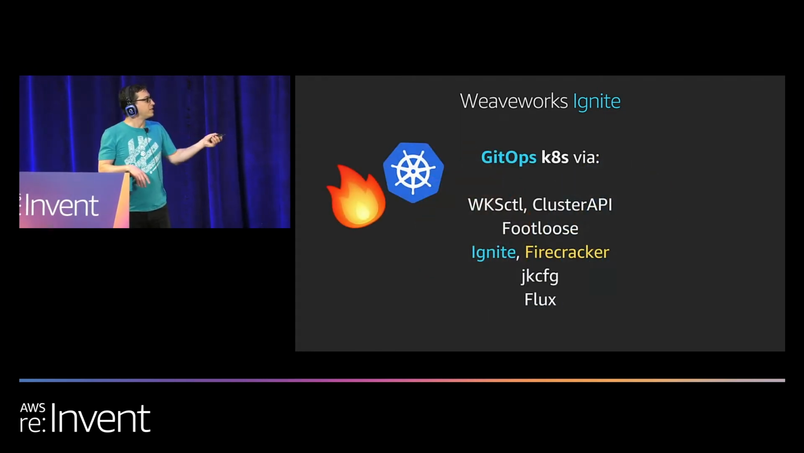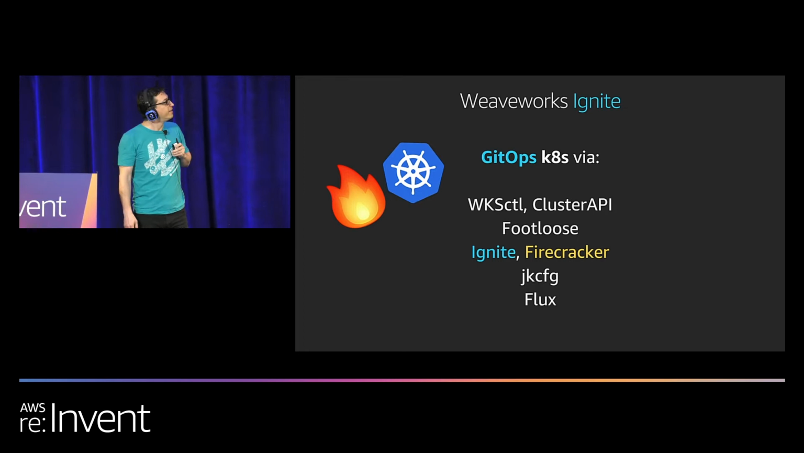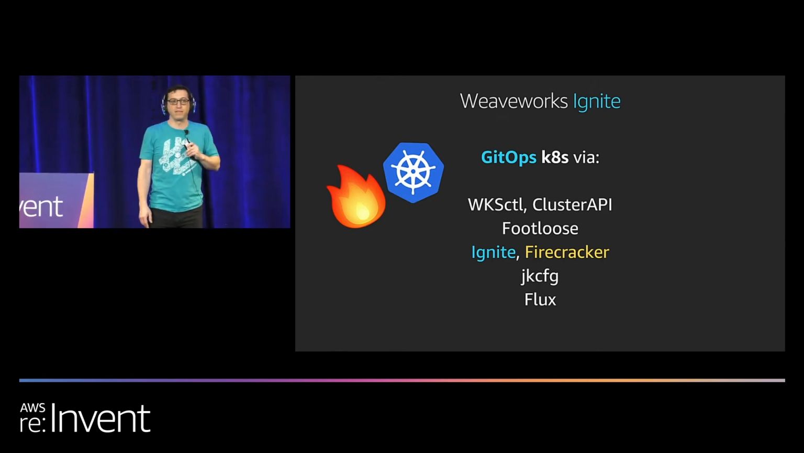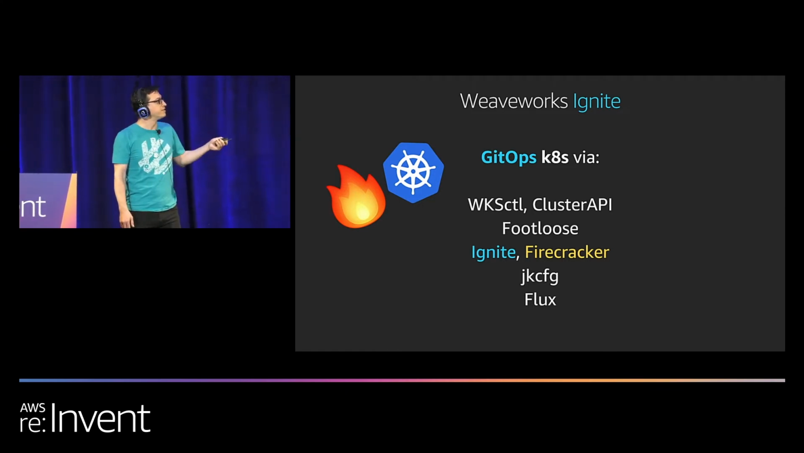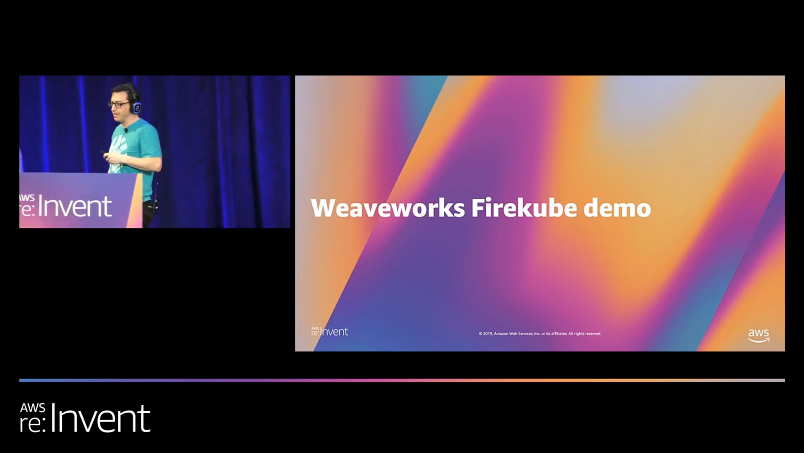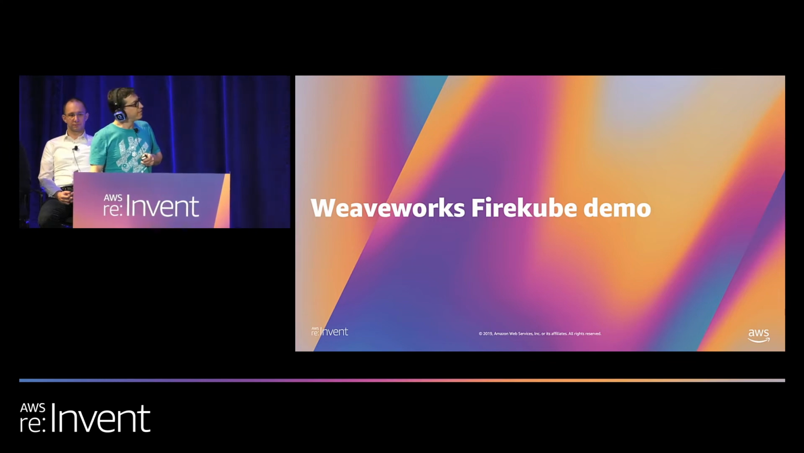So quick shout out to the projects that make this possible. WKS Cuddle is our command line Kubernetes spin-up tool. Cluster API we use to create the clusters, so it's a generic cluster implementation and a generic cluster interface, and Footloose and Firekube. Also, a quick shout out to my man Leigh and Lucas, who developed Ignite in the first place. That enables this whole thing.